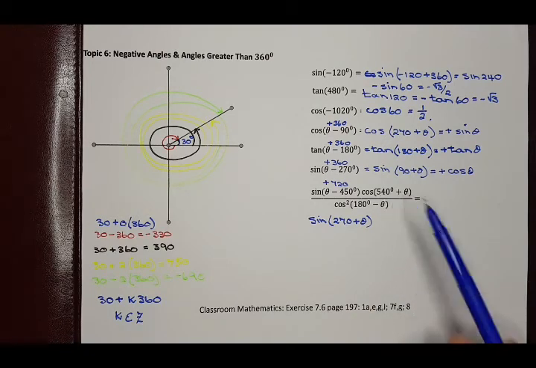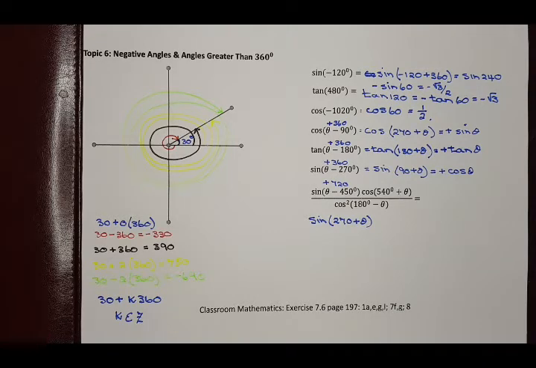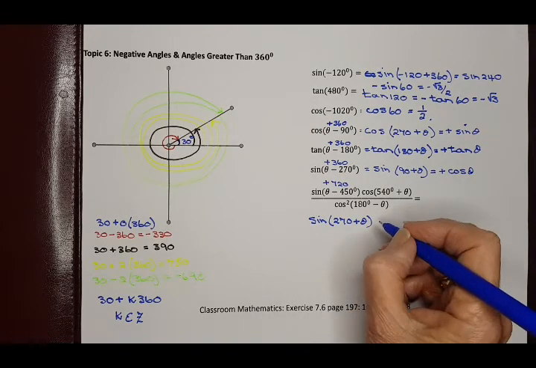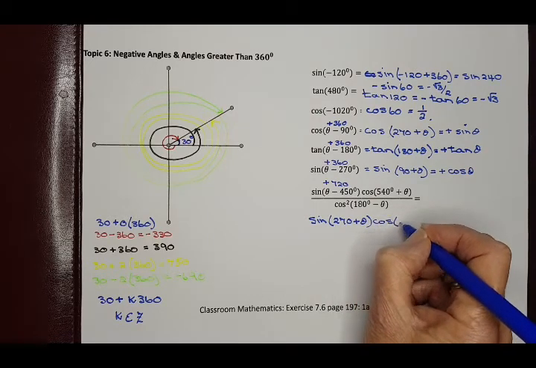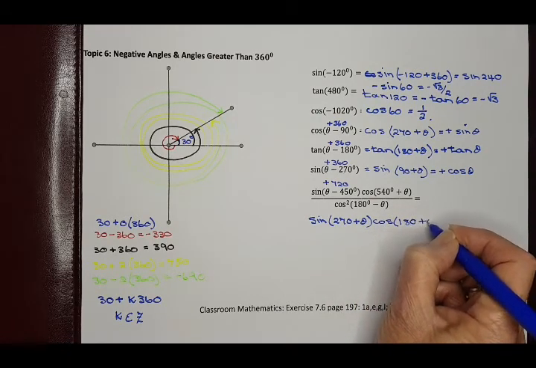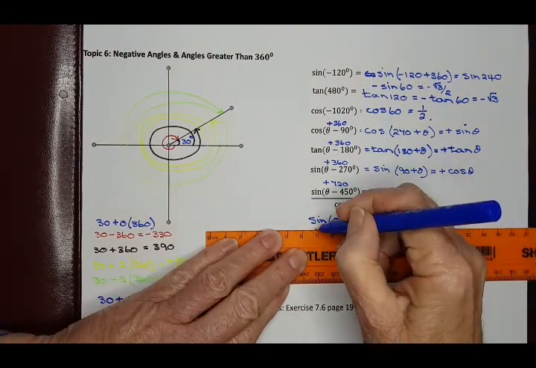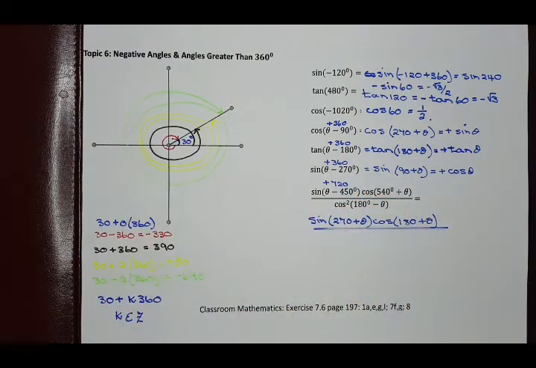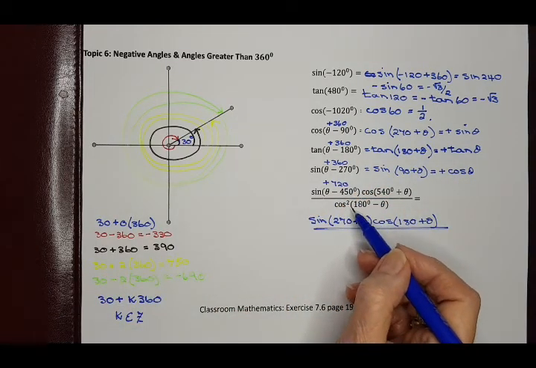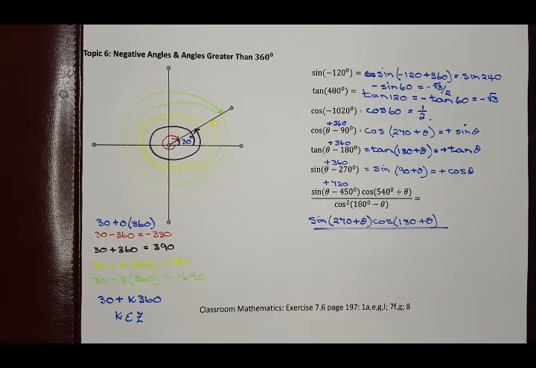This angle is clearly much too big. So if the angle's too big, we're going to subtract multiples of 360 until we're comfortable. So if I take that 540 and I minus 360 degrees, I'm going to land up with cos of 180 degrees plus theta. My denominator, cos of 180 minus theta, that one's already fine. I don't have to add or subtract a complete revolution. I know how to handle that.